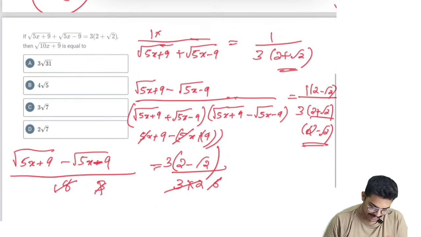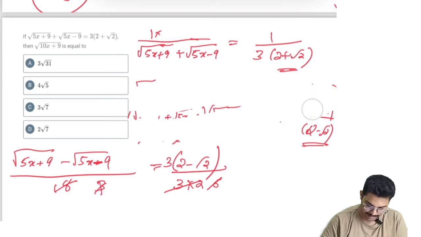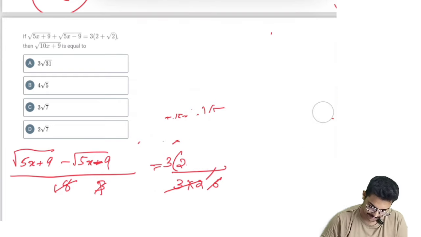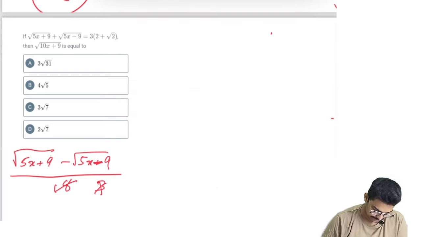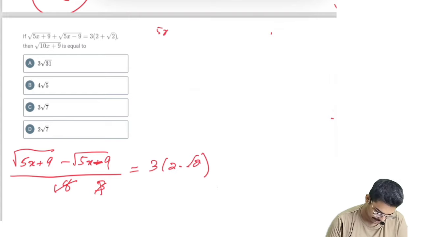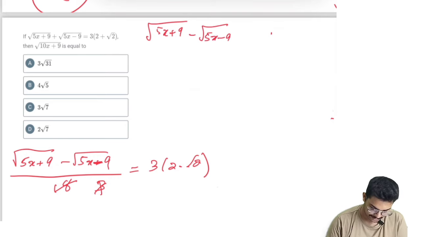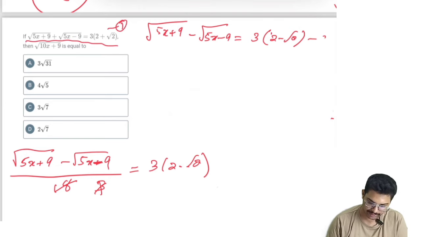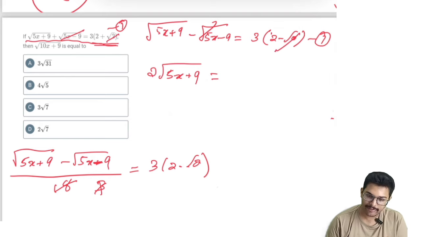Now I am adding this. I will write it once. This will be root of 5x plus 9 minus root of 5x minus 9 equal to 3 into 2 minus root 2. So when you add these two equations, the first given equation and this equation, these terms will be cancelled and it will be 2 times root of 5x plus 9 is equal to, when you add it, this positive and negative term will be cancelled.